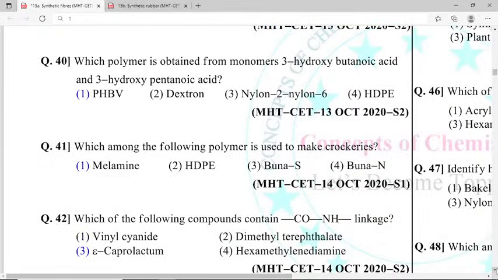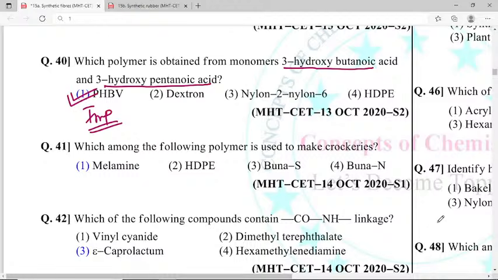Which polymer is obtained from monomers 3-hydroxybutanoic acid and 3-hydroxypentanoic acid? PHBV. So what is the long form of PHBV? Polyhydroxybutyrate-co-hydroxyvalerate is used for making PHBV. This is a very important question asked in your examination.